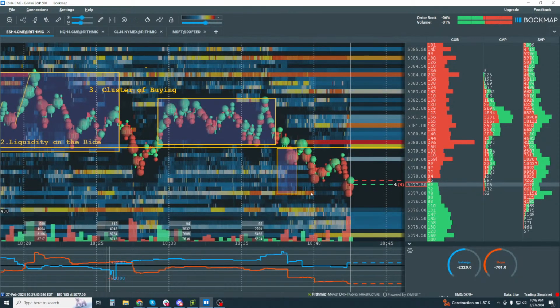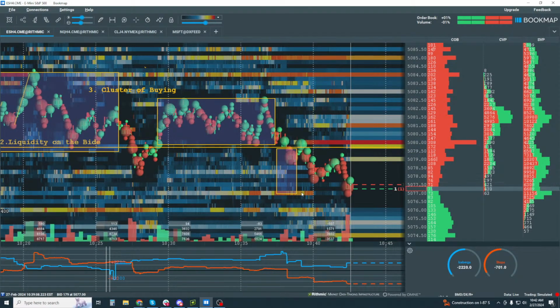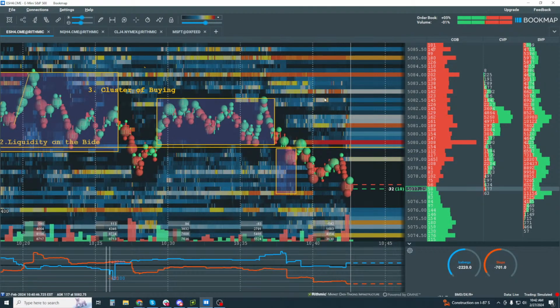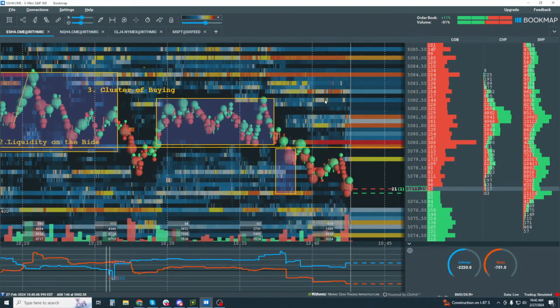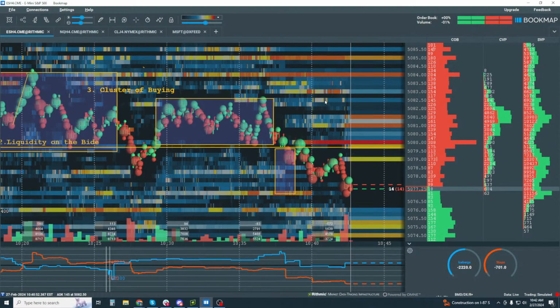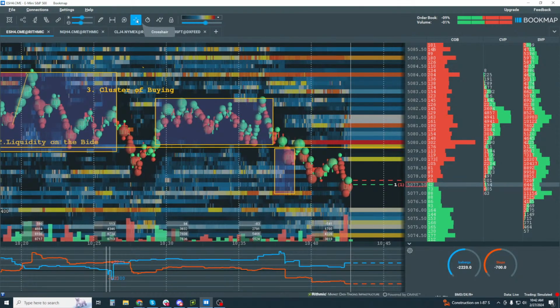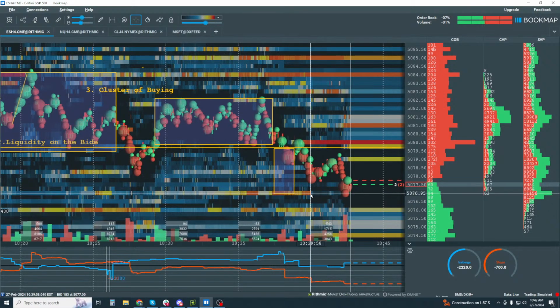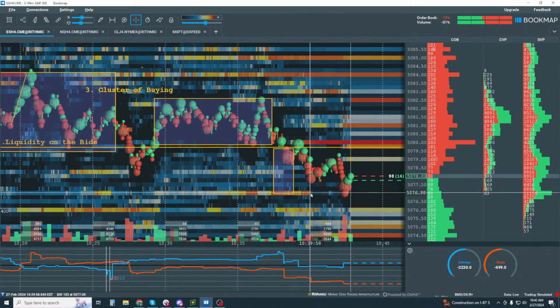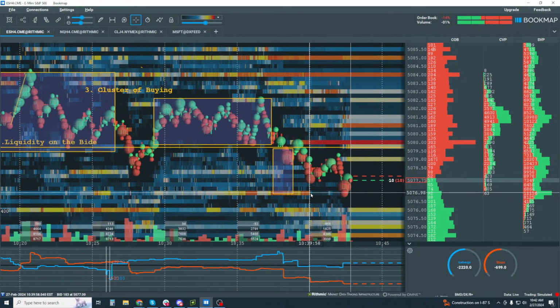Okay, our 77 level and our measured move played out. We're still looking for more though. Now it's up to you guys. On a choppy day, maybe this is where you want to take your profit. This was the measured move. This is what you were looking for.